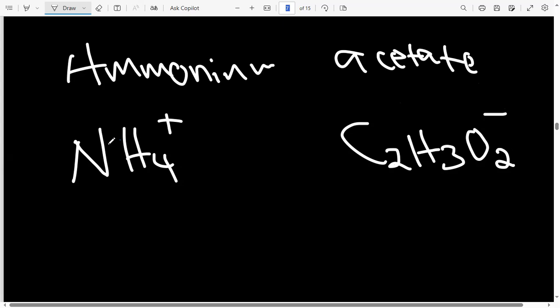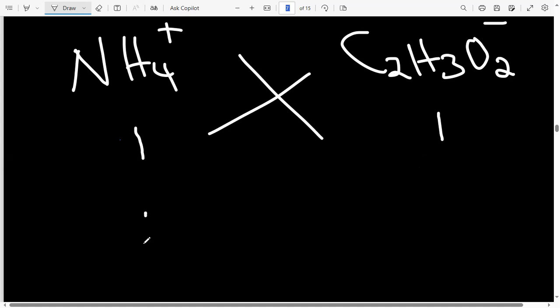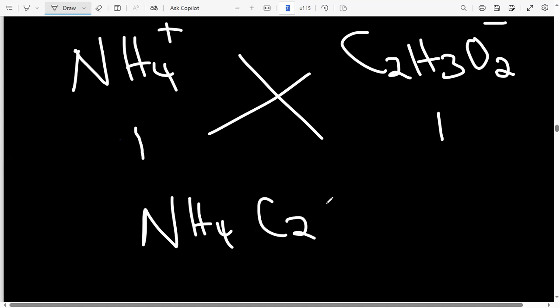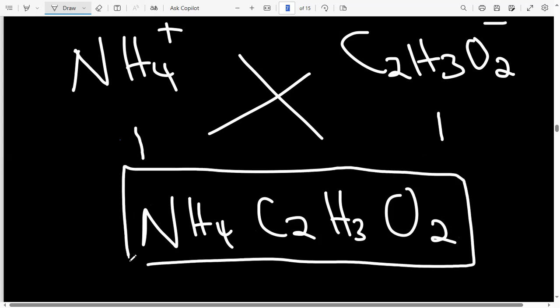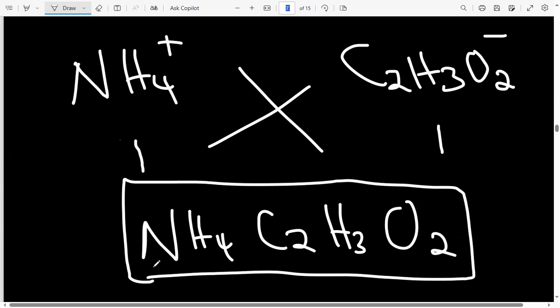Since this one has a positive charge, it has a valence of 1. And since this one has a -1, the valence is 1. So when you do that cross multiplication, we are going to have NH4 and C2H3O2. This is the chemical formula for ammonium acetate. Any questions there? I think this was our last question for today.